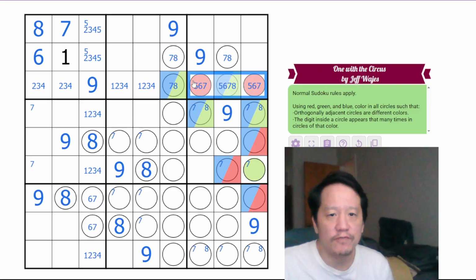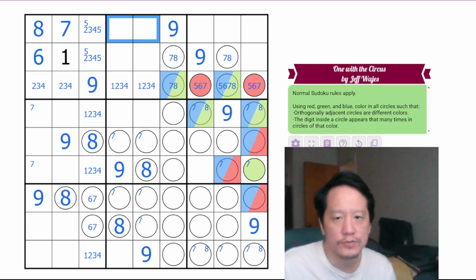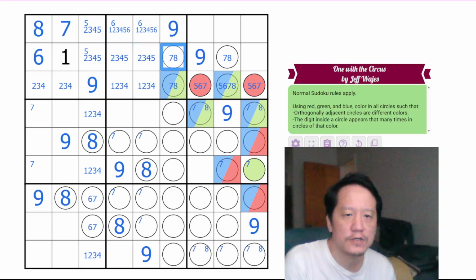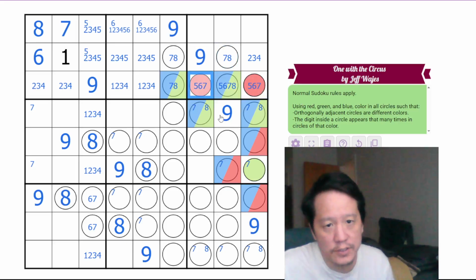So 5 or 6 or both must be in red circles. 6 has to be one of these two digits here. The rest of this box is 1 through 6, and obviously this can't be 1 or 6. So we have 2, 3, 4, 5 available. This can't be 5 because of the 5. It has to be in a circle in that box.